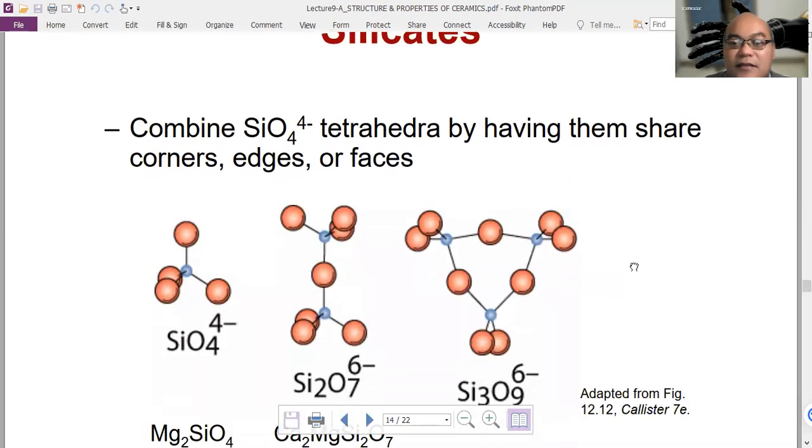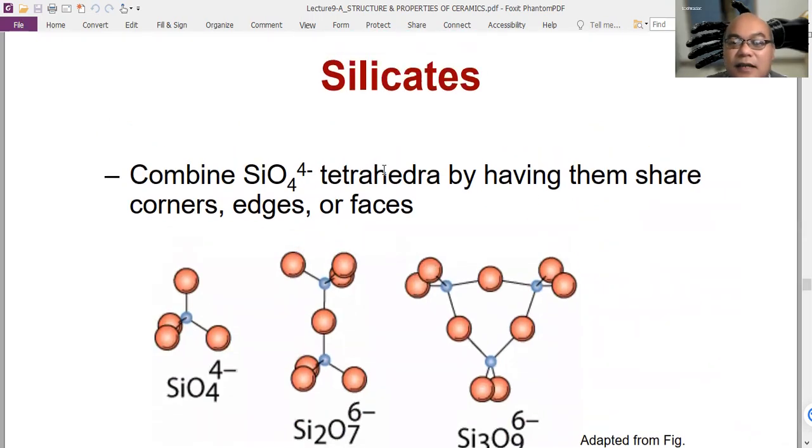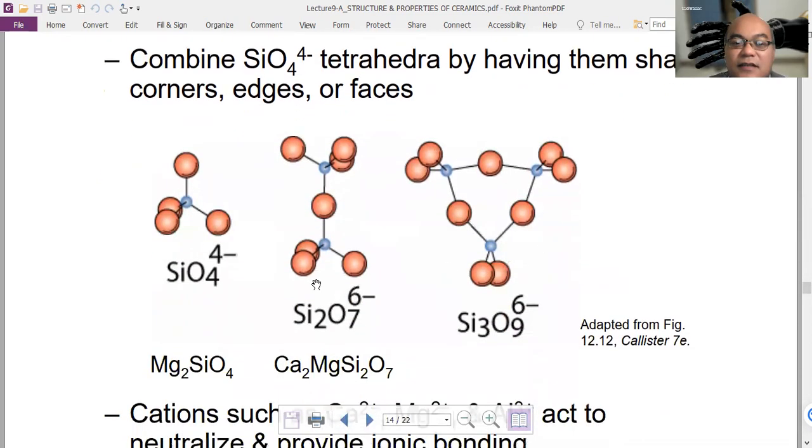Silicates, this is another form of silica. When the silicon tetraoxide tetrahedra, 4 minus, because it is not balanced, the sum of the charges is not zero, share corners, edges, or faces like this, then they share this oxygen, and they become disilicon, I don't know how to spell it, to pronounce it. The correct chemical word is Si2O7 6 minus.